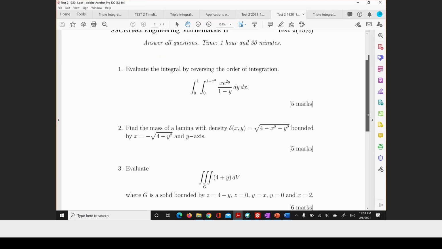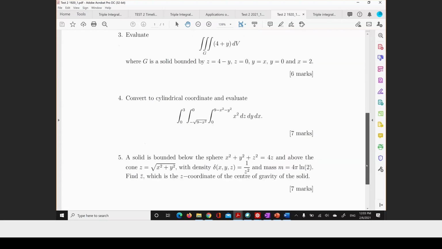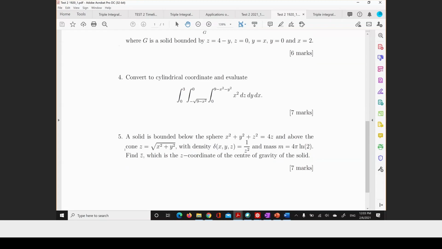I did not discuss that for the spherical. Okay, let's try this problem. This is a sample test 2 problem.